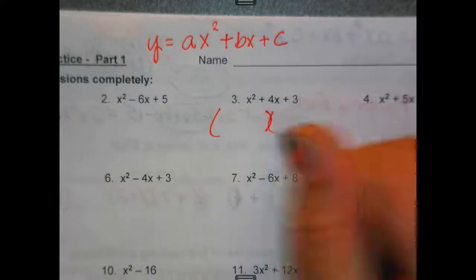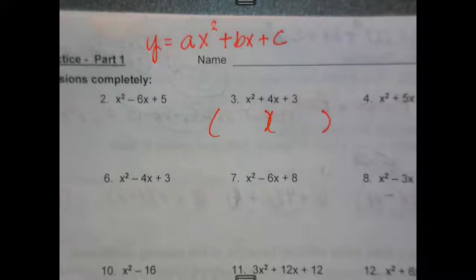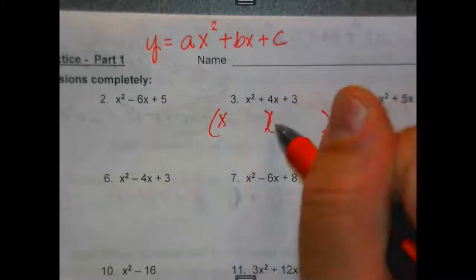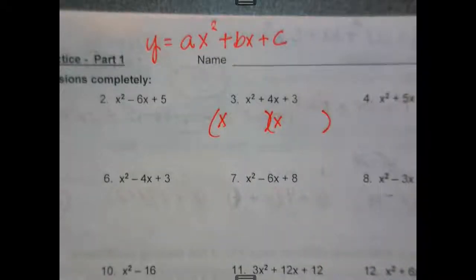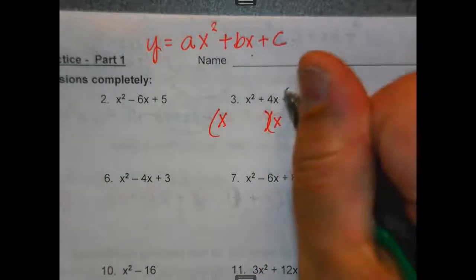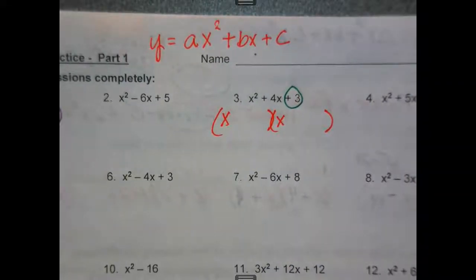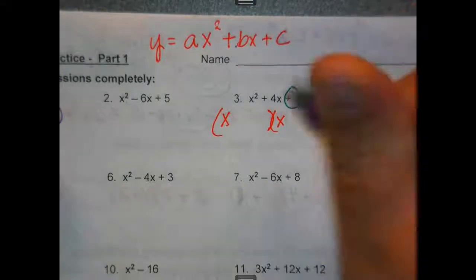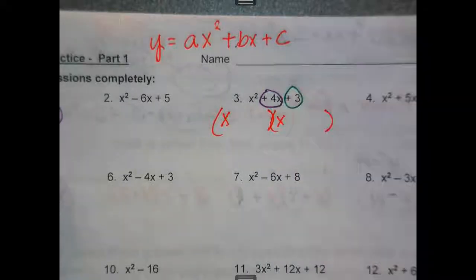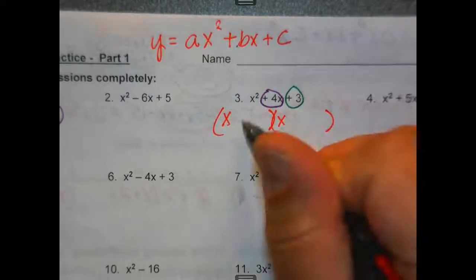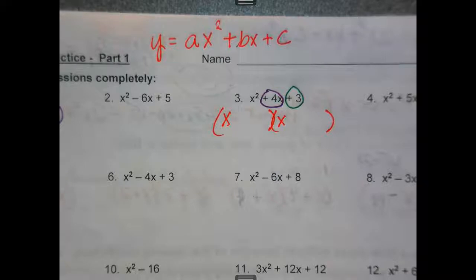Go ahead and set it up in your factors, your two binomials. Only one way to get x squared, right? X times x. Now, let's do the signs. They have to multiply to a positive 3, so the signs have to be the same. You're either going to multiply a negative times a negative or a positive times a positive. But they have to add up to a positive 4x. So what's the sign? Positive, positive.